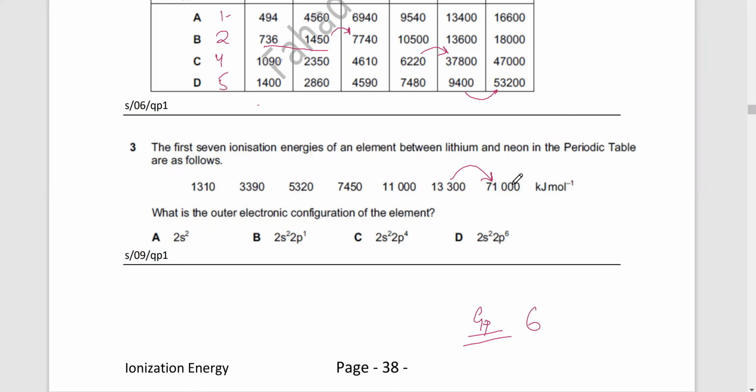तो group 6 की electronic configuration में से कौन सी है? What is group 6? Group 1 is S1. Group 2 is S2. Group 3 is S2P1. Group 4 is S2P2, फिर S2P3, फिर S2P4. That's group 6. So it's going to be option C.